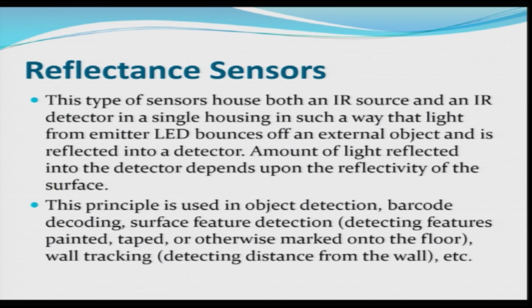Reflectance sensors. This type of sensor houses both an IR source and an IR detector in a single housing in such a way that light from the emitter LED bounces off an external object and is reflected into the detector. The amount of light reflected into the detector depends upon the reflectivity of the surface. This principle is used in object detection, barcode decoding, and surface feature detection, such as detecting features painted, taped or otherwise marked on the floor, wall tracking, etc. So, in line following robots, we will be using these kinds of sensors very routinely in robotics.